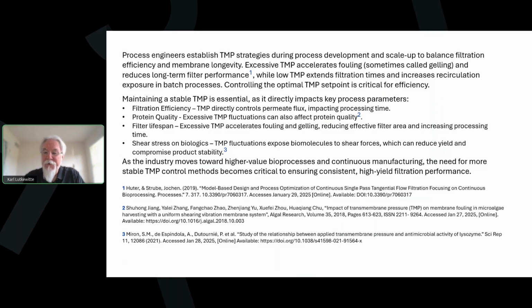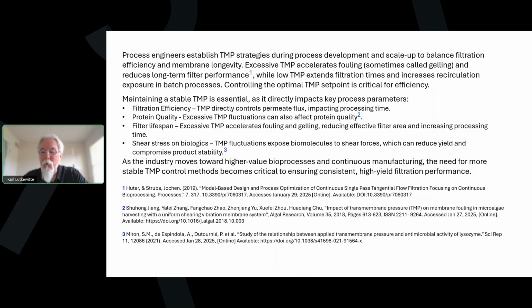Holding TMP steady improves and affects biomolecule quality. Also, optimal TMP can increase the membrane's lifespan, reducing the probability of the membrane getting gelled over. Remember, if I have my TMP too high, it's going to squish molecules into the surface of that membrane, and it's going to gel up and decrease the efficiency of the membrane.